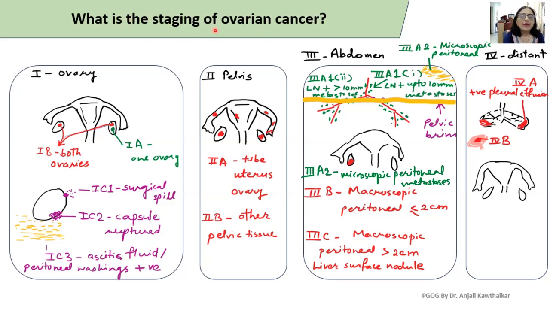Now, what is the staging of ovarian cancer? How do you stage ovarian cancer? You should say that it is surgical staging, so we operate on a case, and depending on the post-surgical histopathology, we divide it into 4 stages. Stage 1 is when the disease is limited to the ovary. Stage 2 is when there is spread, but it is limited to the pelvis. Stage 3 is spread above the pelvic brim, that is, the abdominal cavity, and stage 4 is distant metastasis. So one by one we will see all these stages.